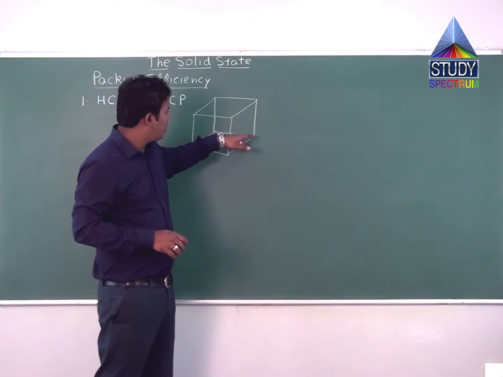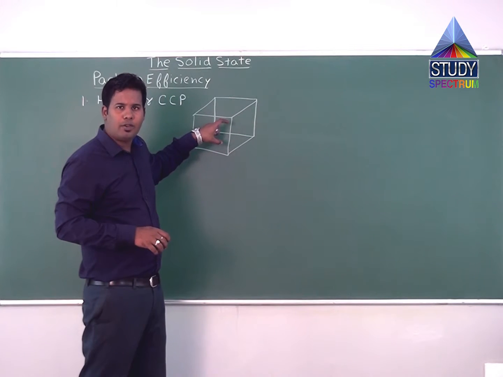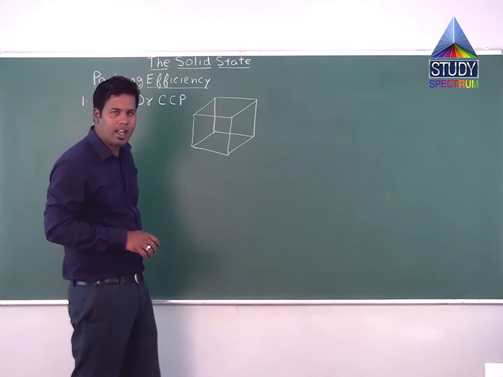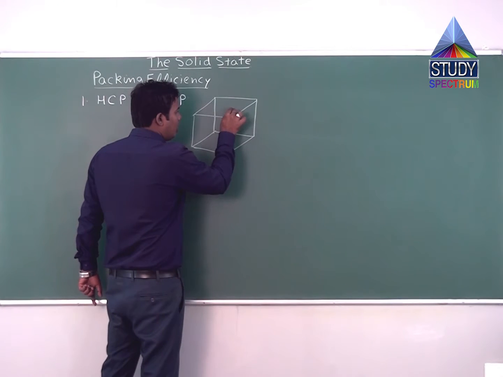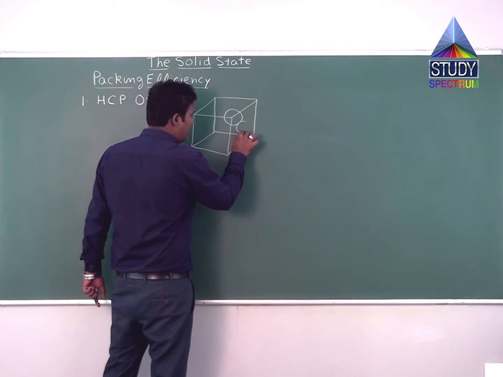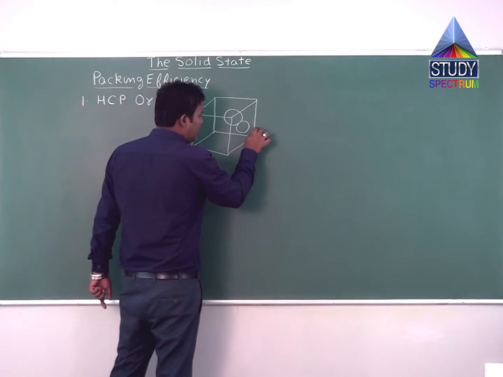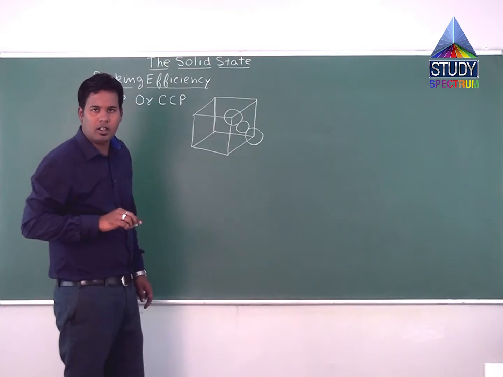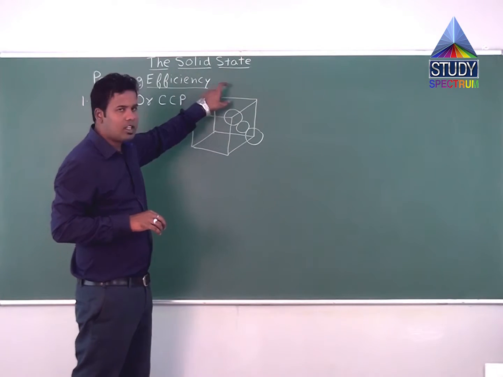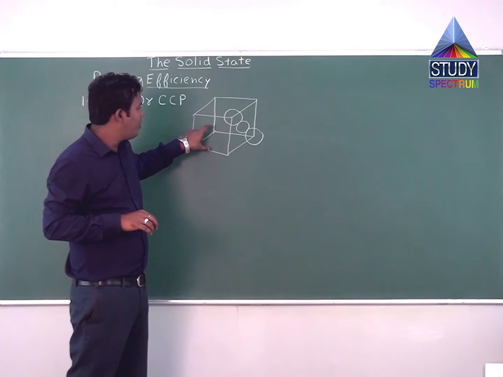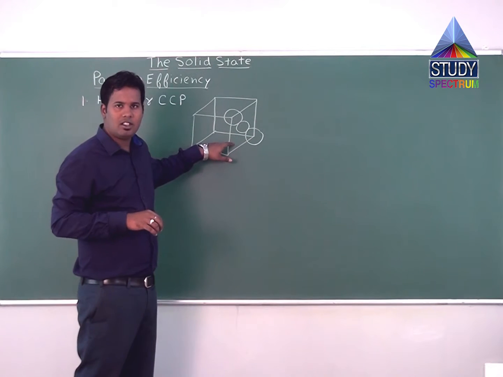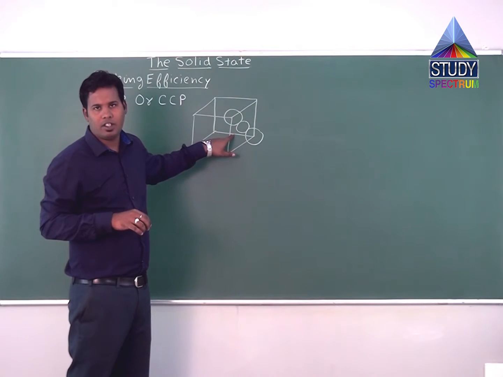Now if we want to draw the number of spheres at each corner and center of each face, let us take only one face at a time, and suppose this is the first sphere present at a corner. There is another sphere which is present at the center of this face, and another sphere which is present at the corner of this face. Correct? Although there are spheres at each corner of this cube and at the center of each face, we are considering only one face just for the sake of calculation of packing efficiency.